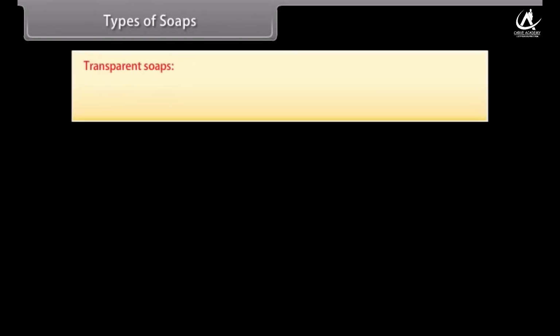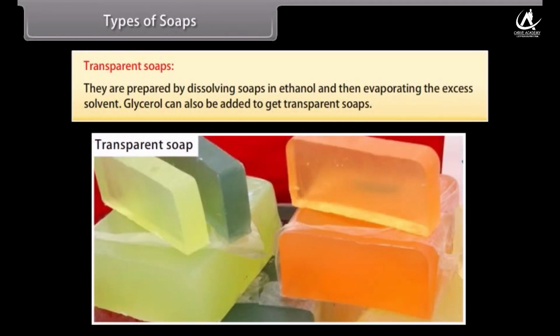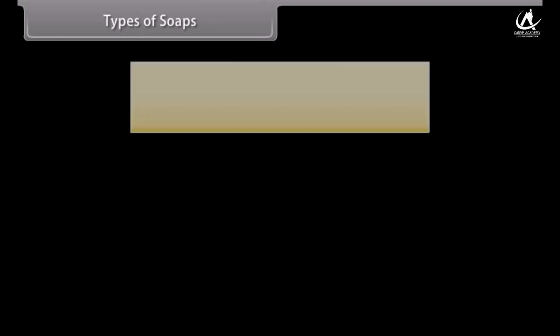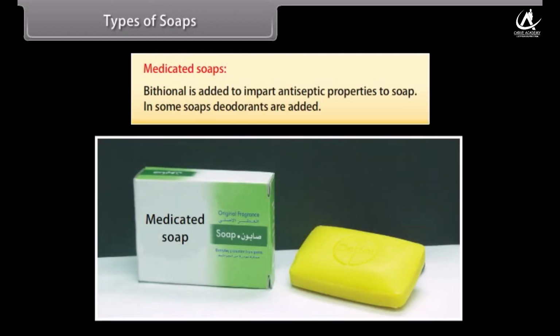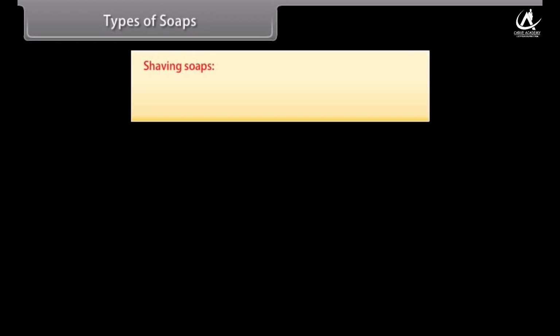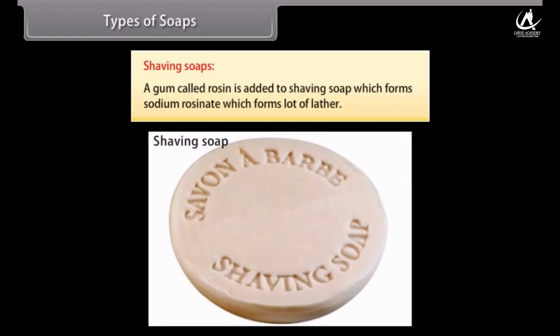Transparent soaps. They are prepared by dissolving soaps in ethanol and then evaporating the excess solvent. Glycerol can also be added to get transparent soaps. They are used for dry skins. Medicated soaps. Bithionol is added to impart antiseptic properties to soap. In some soaps, deodorants are added. Shaving soaps. A gum called rosin is added to shaving soap, which forms sodium rosinate, which forms lot of lather. Glycerol is also added to them to prevent drying.